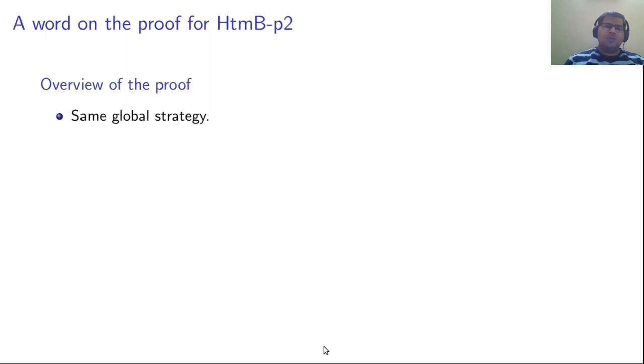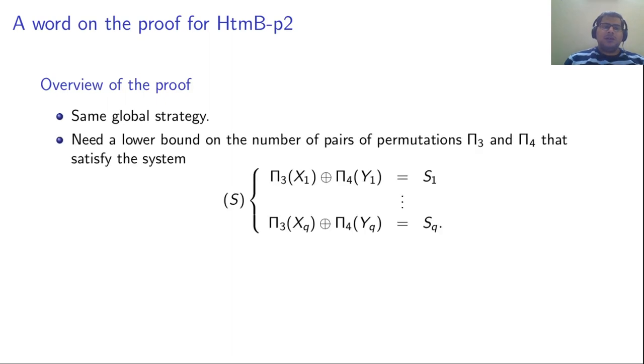About HDMB P2, the overall strategy of the proof is similar. But now we need a lower bound on the number of pairs of permutations pi 3 and pi 4 that will satisfy the system of equations.